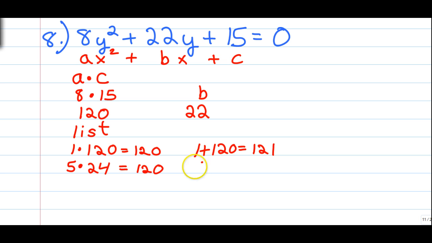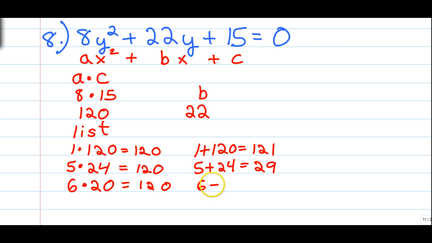Moving over, 5 plus 24 gets us a 29. We're getting a little closer. Let's try to see if a 6 will work. If we take a 6 and divide it into 120, we see it goes in 20 times. So 6 times 20 is equal to 120. So coming over here, a 6 plus a 20 is going to equal a 26. That one's still not working.